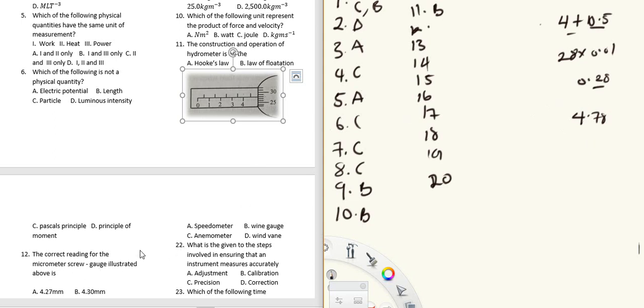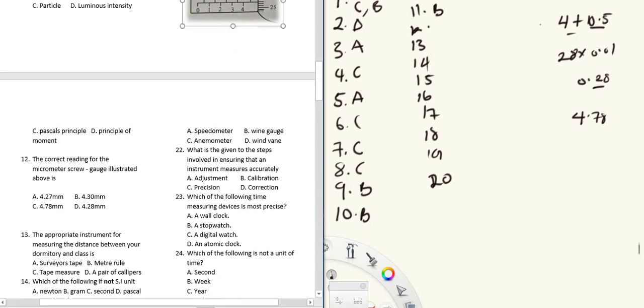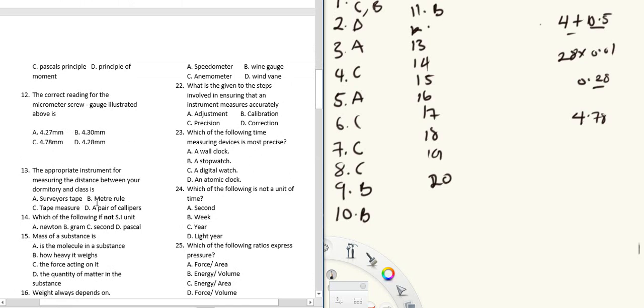So that is for question 12. Let's look at the options. Do we have it? The option 4.78, that is C. Okay, so question 12 is C.